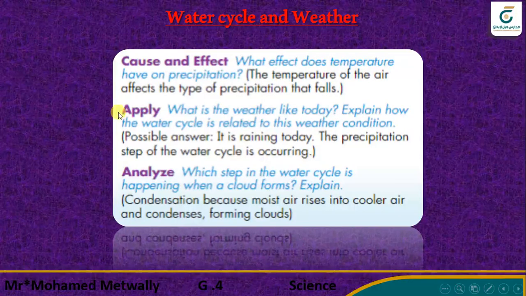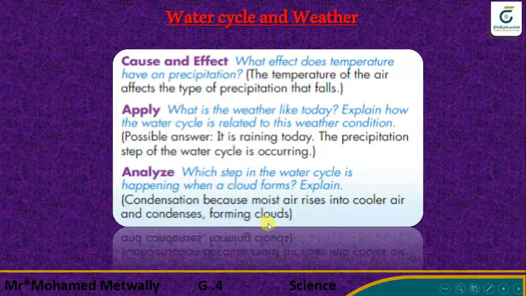The third question is analyze. Which step of the water cycle is happening when a cloud forms? Do you remember? Yes, of course, condensation. Because condensation is the second process after evaporation. When the water vapor goes upward, it will be in the form of clouds. When the water vapor joins together, it can give us water droplets, which are the form of clouds. So condensation, because moist air rises into cooler air and condenses, forming clouds. That's why the clouds are formed.